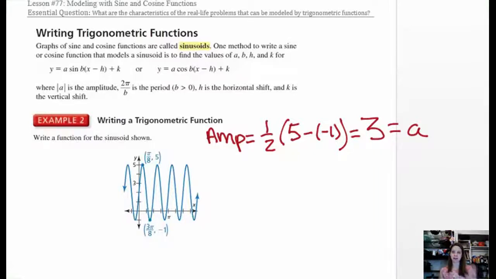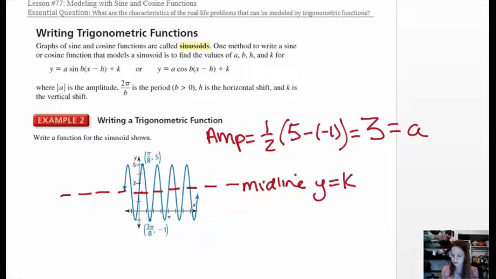This amplitude is going to help me identify the midline. So I'm going to go from 5 down 3 units. 1, 2, 3. And now I have the midline of this function. Right, where 3 units above is the maximum, 3 units below is the minimum. Let me double check. 1, 2, 3. 3 units below is the minimum. So this is my midline. If you remember, the midline is y equals k. And here the midline is 2. Y equals 2. So I found my k value.